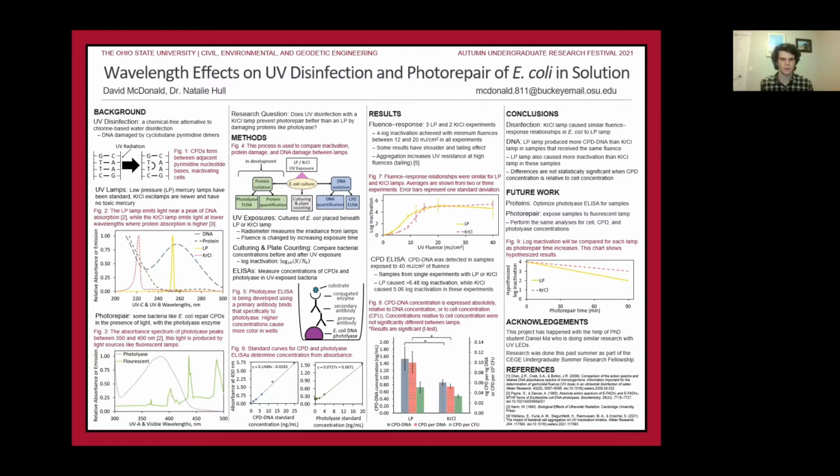UV-exposed E. coli were cultured on agar plates, and the number of colonies were counted to determine cellular concentration. Concentrations were compared to a sample without UV exposure to calculate the log inactivation, as shown in the equation.